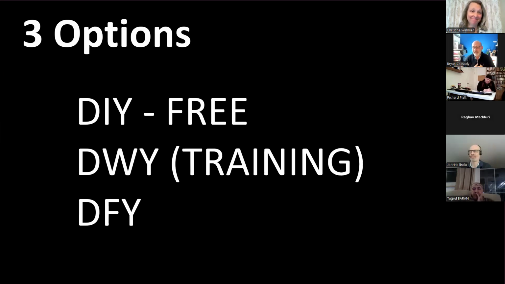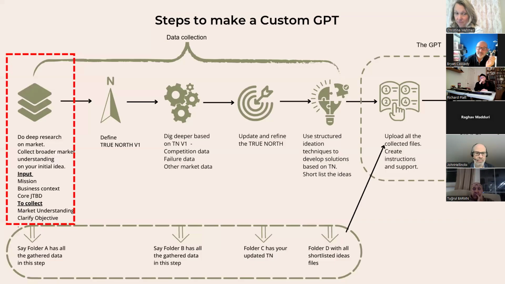But I'm going to assume that I get past that. There's a second option, which is do it yourself. That's completely free, and I'm going to give you everything you need. There's another one, called DWY, which is a new acronym I didn't know until 2 weeks ago. We will do it with you, which is we do a training at your company explaining how to do this. And the last one is DFY, which is we do it for you.